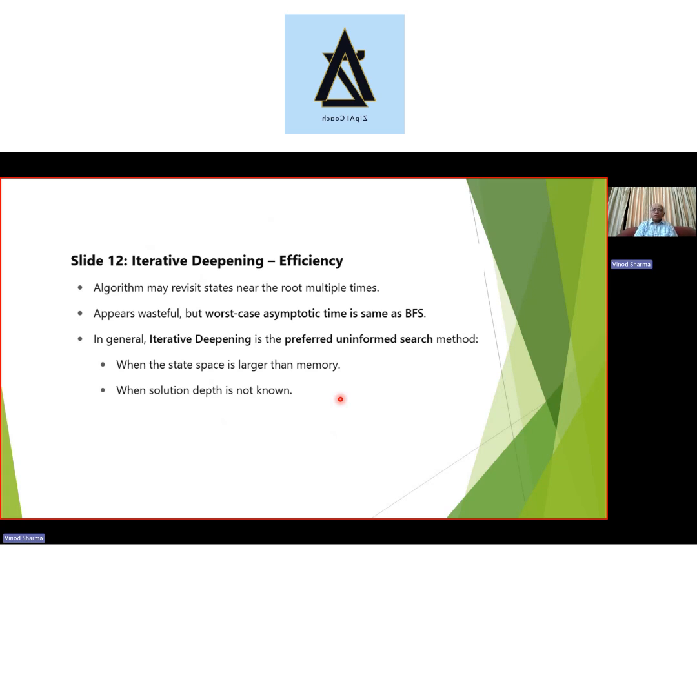So what you are doing is you start with L equal to 1, 2, and 3, since you don't know at what depth your solution or the goal node is. As soon as you get the goal, you stop.